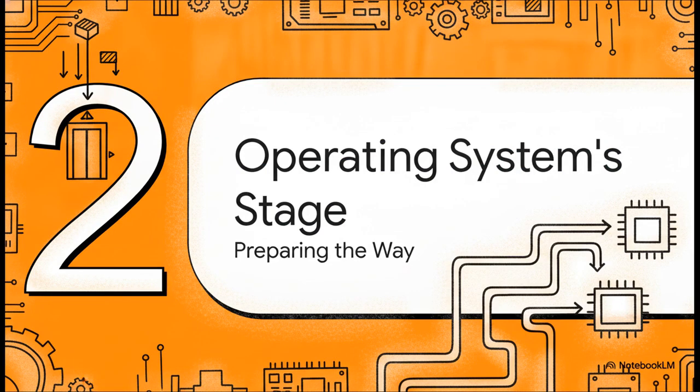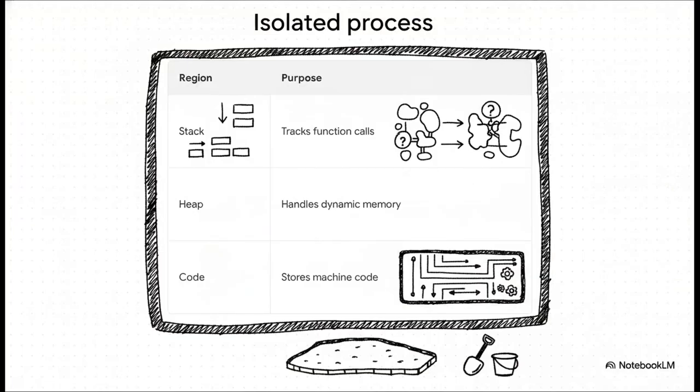Section 2. The operating system stage. Preparing the way. Going down. Let's take the elevator to the next level. Because even with perfectly translated machine code, the hardware can't just take over yet. When you run a program, your operating system actually creates an isolated process. It's kind of like giving your code its own private sandbox, ensuring it can't accidentally corrupt some other program's data. To pull this off, the OS divides up specific memory regions for this process.